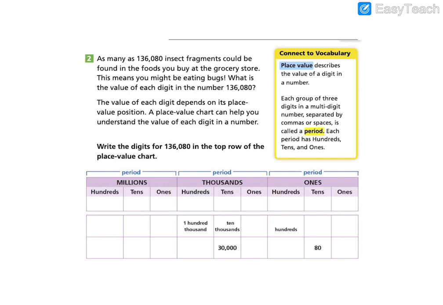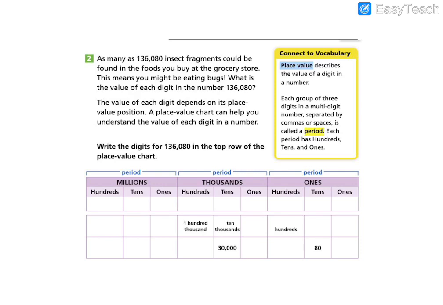Question number 2. As many as 136,080 insect fragments could be found in the foods you buy at the grocery store. This means you might be eating bugs. What is the value of each digit in the number 136,080? The value of each digit depends on its place value position. A place value chart can help you understand the value of each digit in a number.